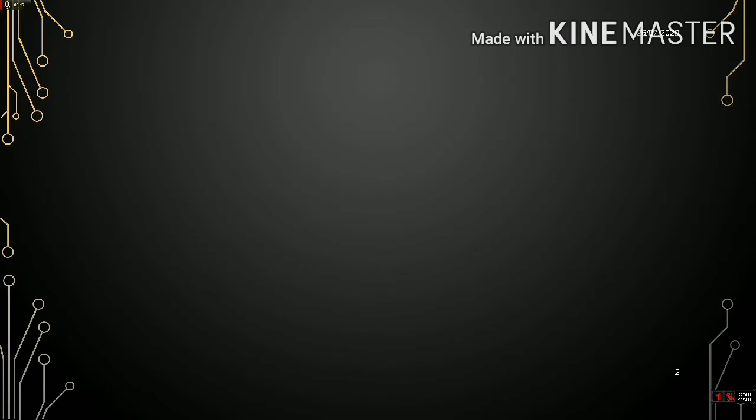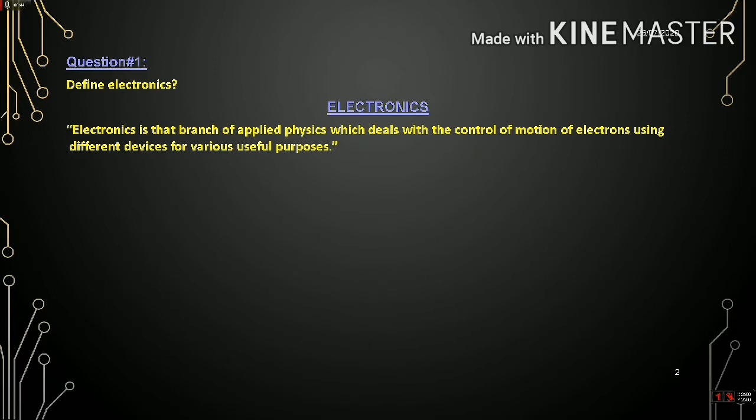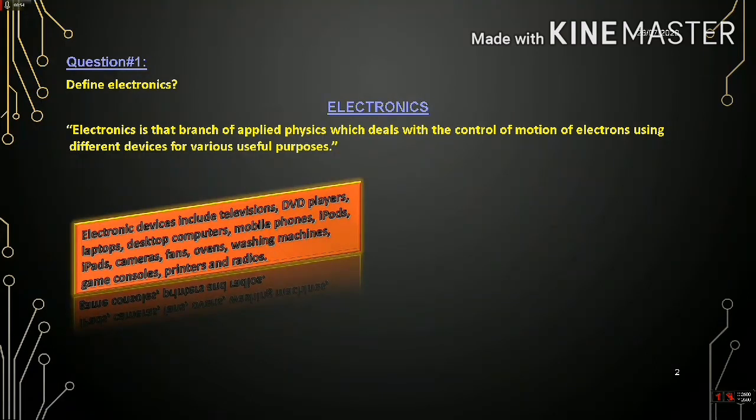In basic electronics, the first question is the definition of electronics. Electricity is defined as the rate of flow of charge, but in electronics we control the flow of charge, the flow of electrons. So we can define electronics as the branch of applied physics which deals with the control of motion of electrons using different devices for various useful purposes.